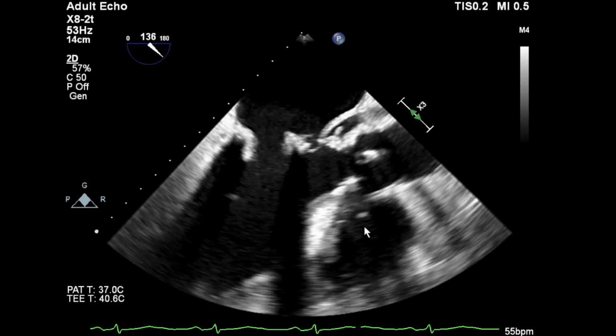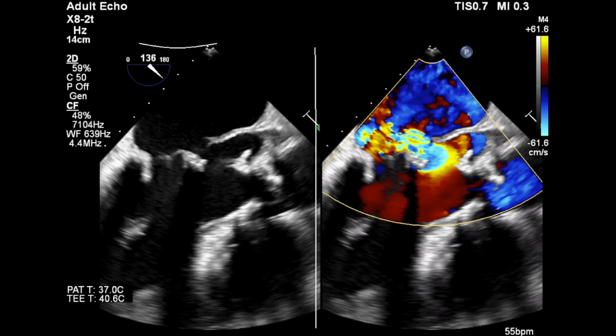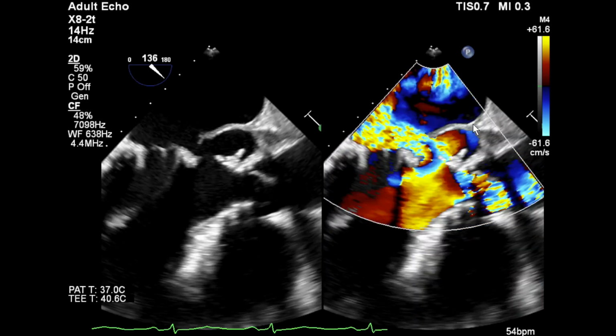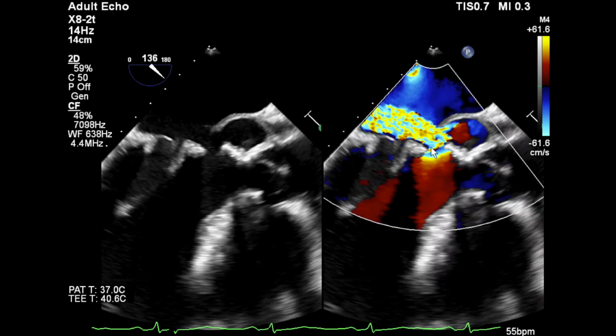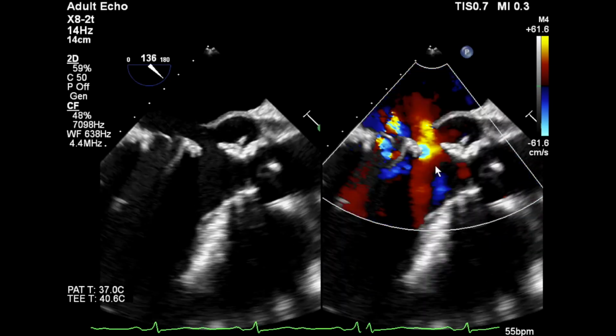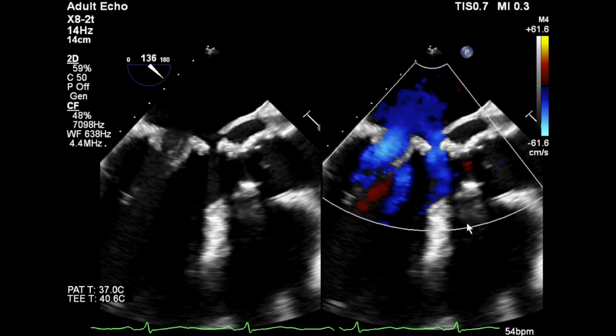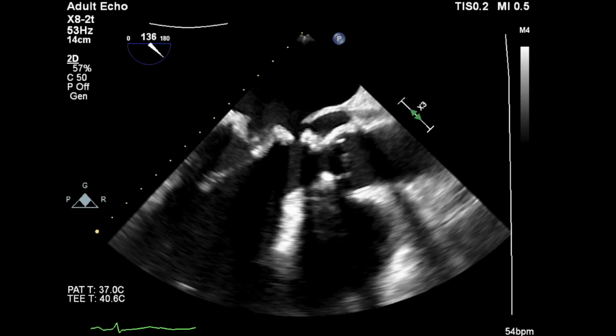So just to understand that better, if I put some colour on, I hope you can clearly see there is a large defect in this tissue here, which we think is the patch, and you can see a lot of regurgitation coming from the outflow tract into the left atrium. A little bit more information before I go to 3D.